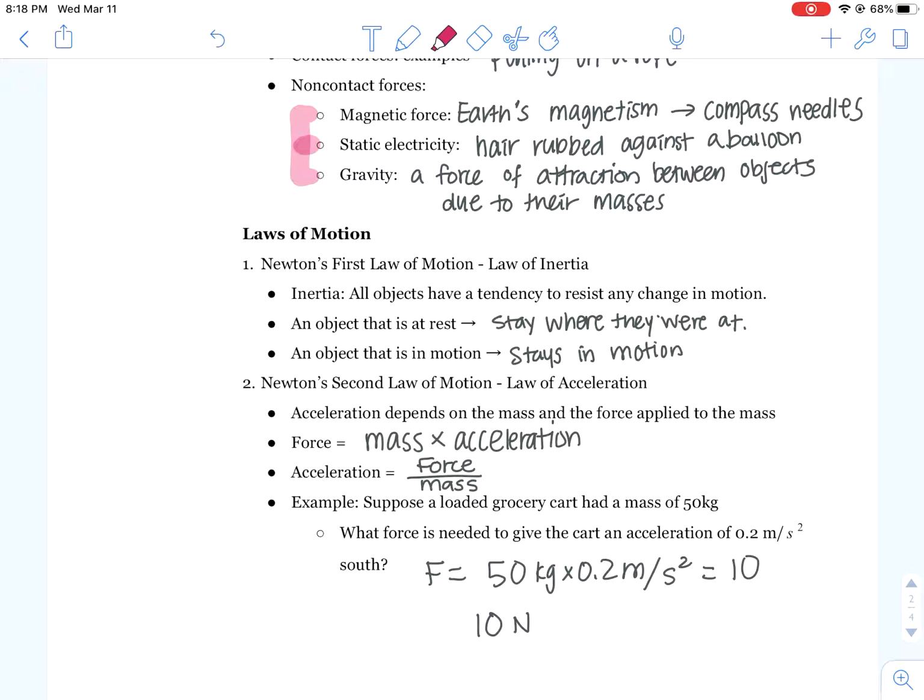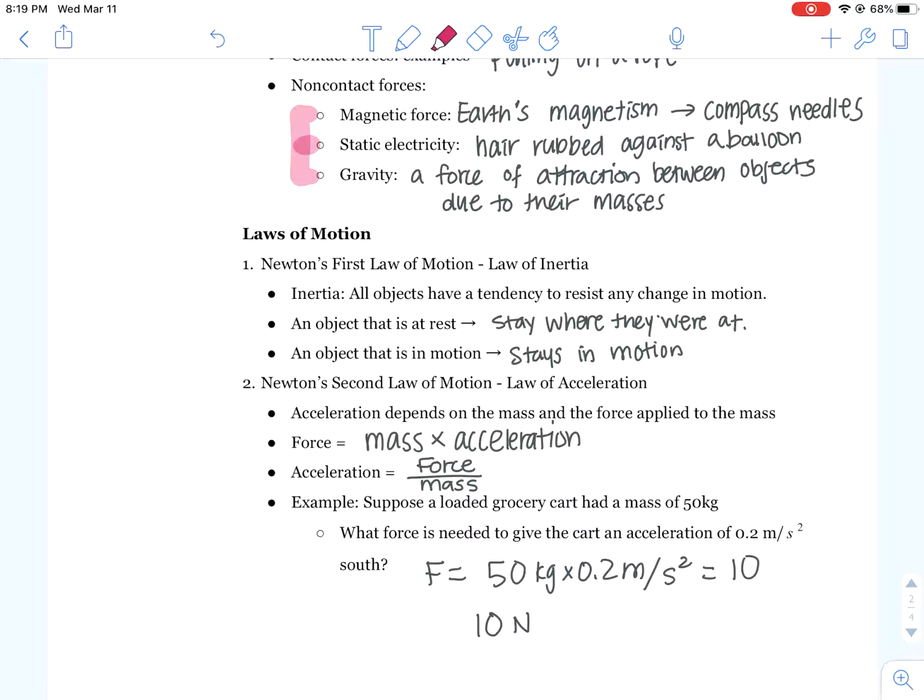The second law of motion is law of acceleration. Now, acceleration depends on 2 things. First, mass. Second, the force applied to the mass. So let's say we have an object. Acceleration of that object will depend on how big or heavy the object is, and also how much energy or force you're putting upon that object.